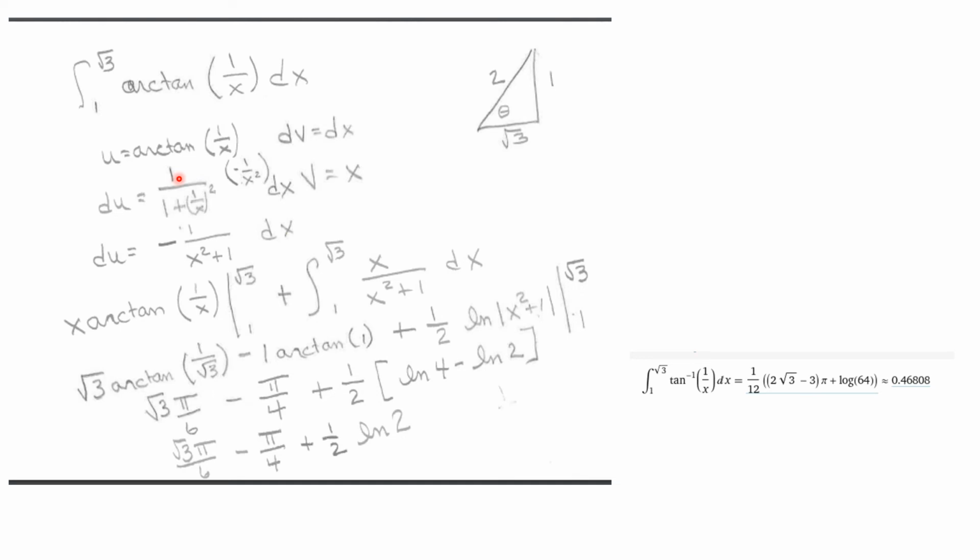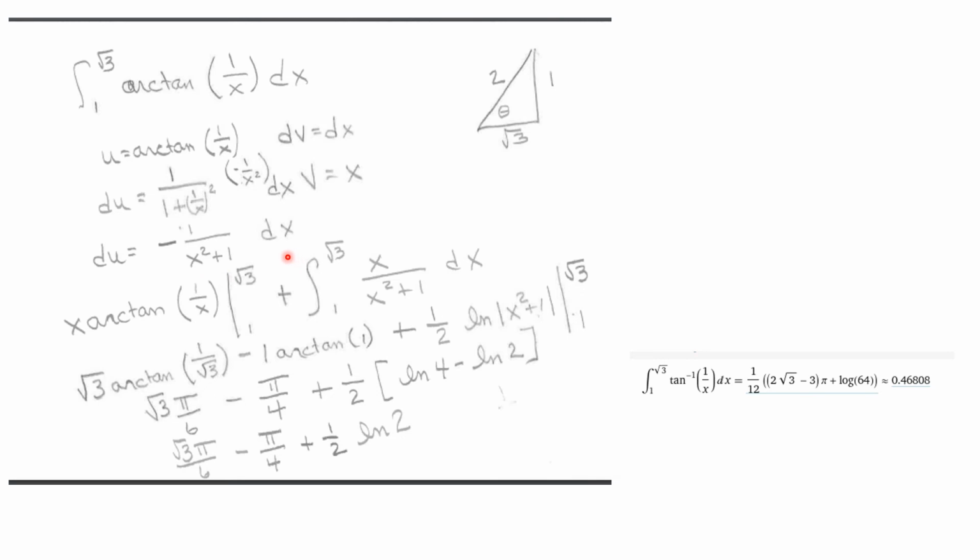And here, when you take the derivative, it's going to be 1 over 1 plus 1 over x whole squared. But then I have to use the chain rule on this. And so when I use the chain rule, I get minus 1 over x squared. Now, it turns out that that simplifies really nicely if you do the algebra. So du really is minus 1 over x squared plus 1 dx.